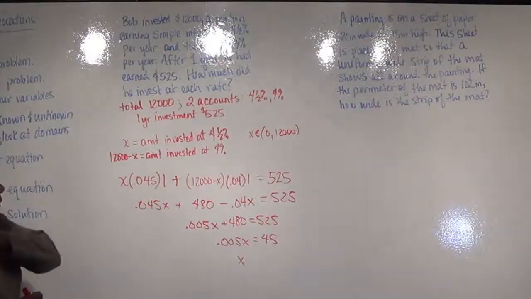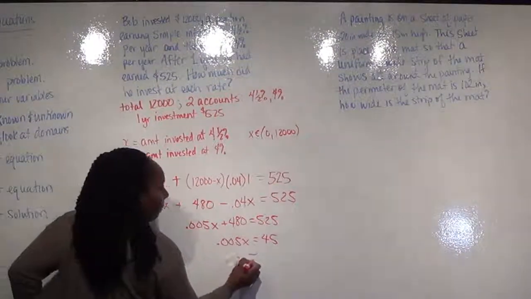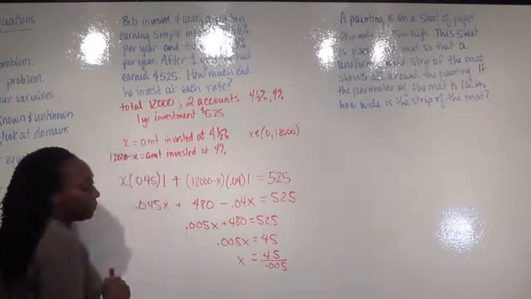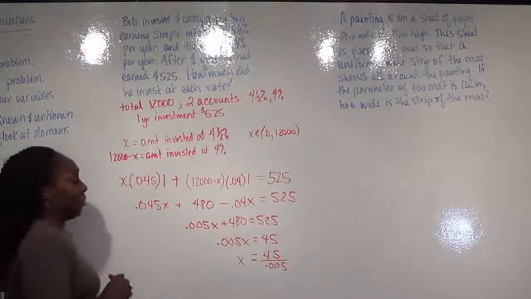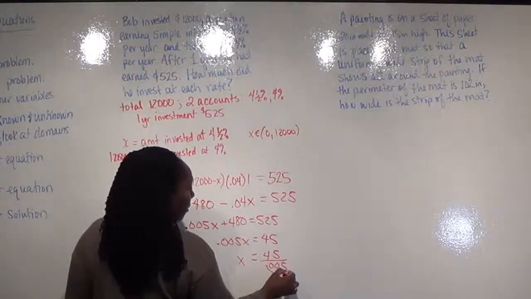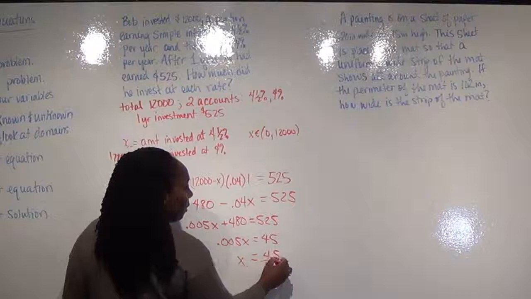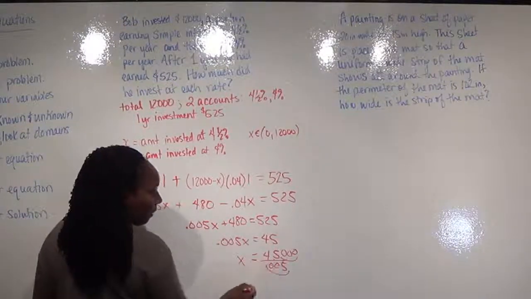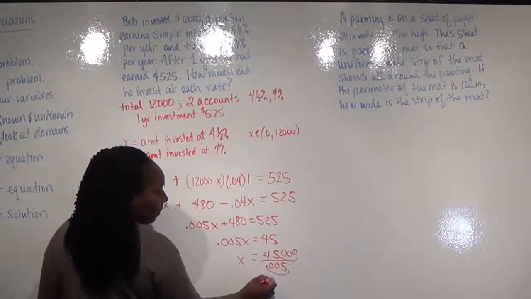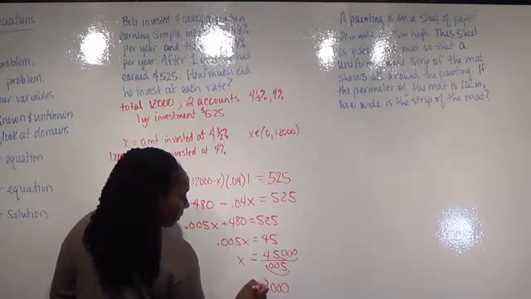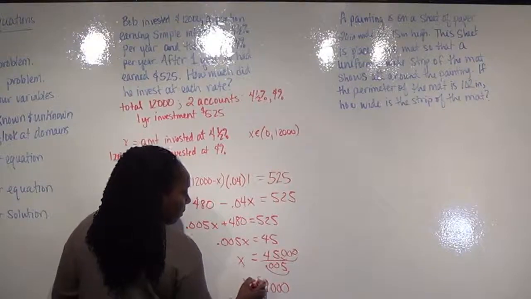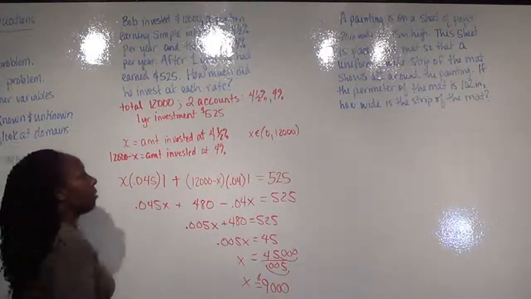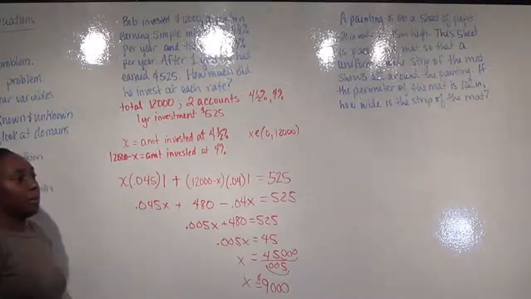Okay. And so here, 45 over the 0.005. Here, to make this easy for you to divide so you don't have to use a calculator, I can move that decimal 3 points over. So I'm going to add in 3 zeros. And then 45 divided by 5 is 9 with 3 zeros. Okay. So we're going to invest $9,000 at the 4.5%.